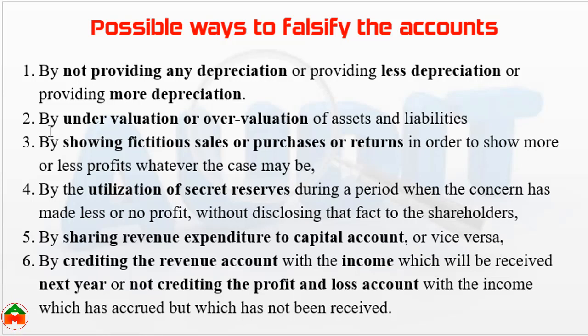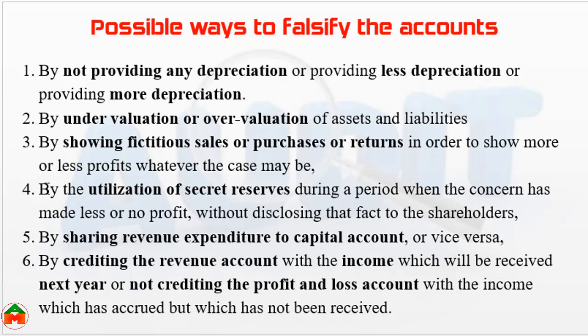And the second possible way to falsify the accounts is by undervaluation or overvaluation of the assets and liabilities. And the third way, showing fictitious sales, false sales. There may be no sales, but you show sales, or there may be a little sales but you are showing high sales. Also showing fictitious purchase or fictitious purchase returns in order to show more or less profits.